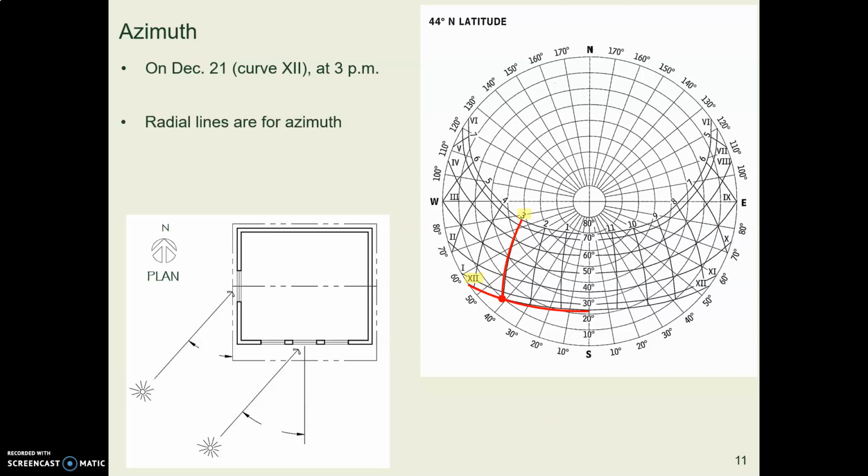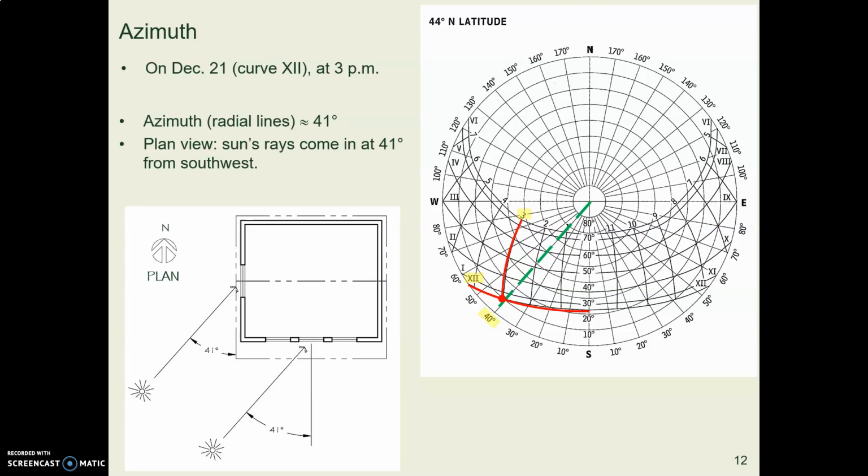All right. So radial lines, these straight lines going out from the center, those are for the azimuth, the angle on the ground. So there is a radial line near to that dot at 40 degrees. That dot is a little bit beyond 40 on the way to 50. I'm going to say it's maybe about 41 degrees. You might say 42, somewhere in there. I'll call it 41. So that's the angle on the ground that the sun is coming in. That's the angle away from south at 3 o'clock in the afternoon.